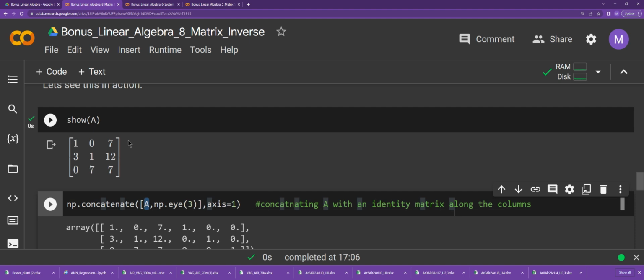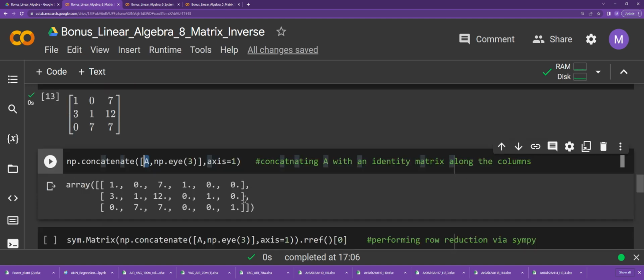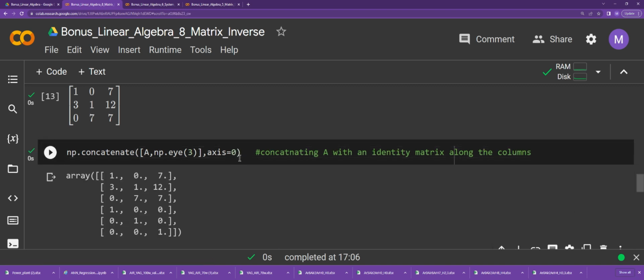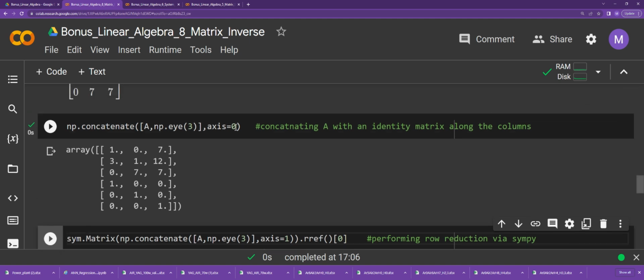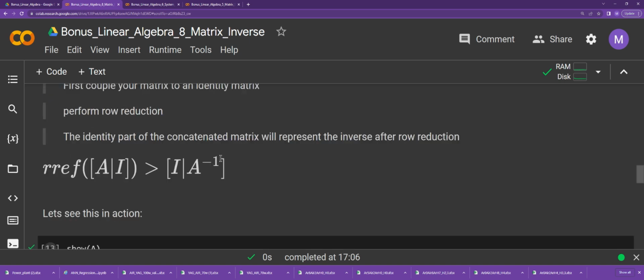So I'm going to concatenate it with an identity matrix of size 3 by 3, along the axis 1, meaning like here. If I don't put axis equals 1 here, so why don't we do that? If I was to do this, with 0, I would get that. So this is not what we want. We want it along the columns, yeah? So this is all I have done here.